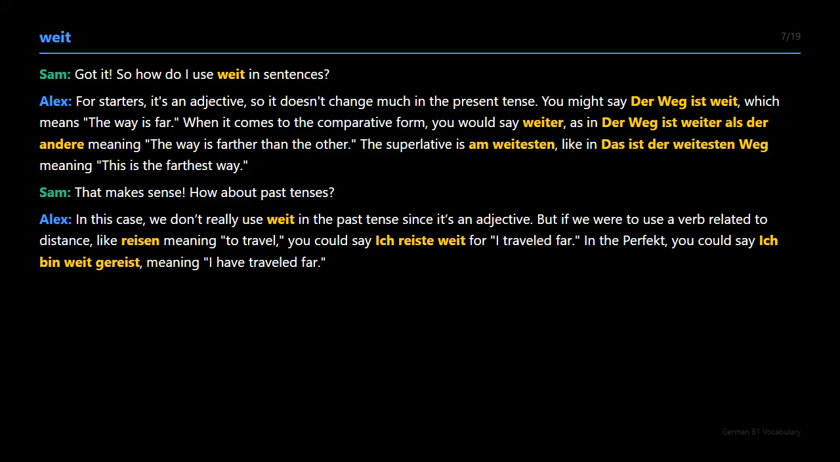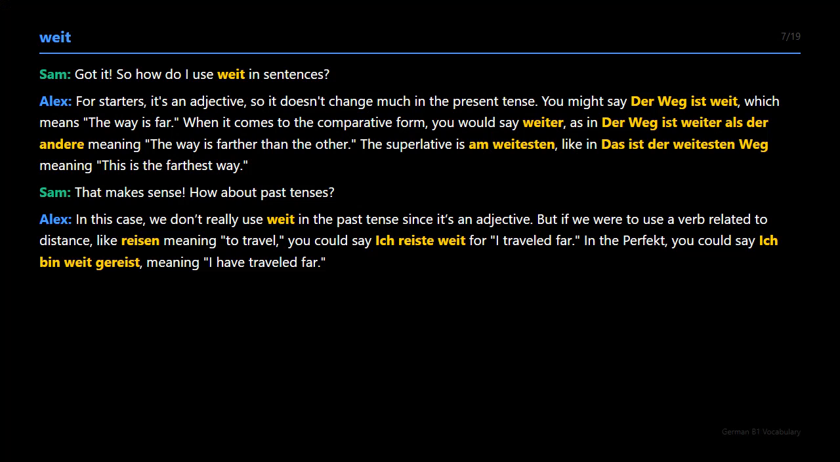But if we were to use a verb related to distance, like reisen, meaning to travel, you could say, Ich reiste weit, for I traveled far. In the perfect, you could say, Ich bin weit gereist, meaning I have traveled far.